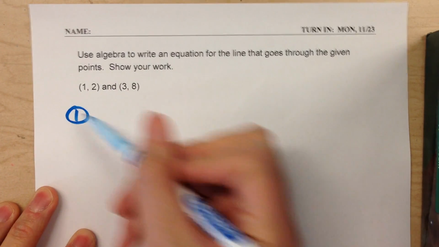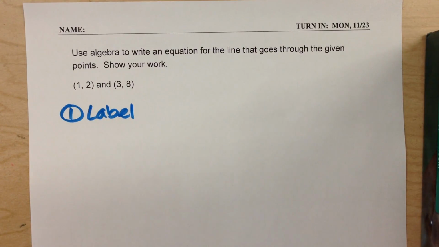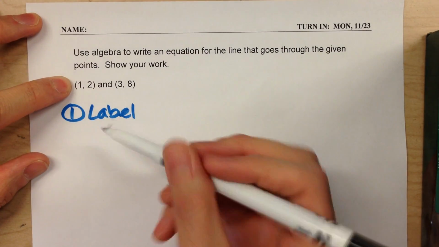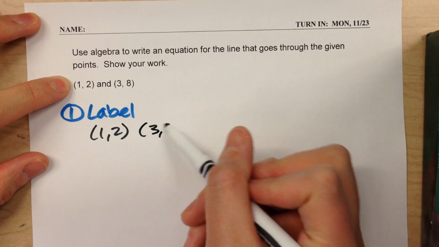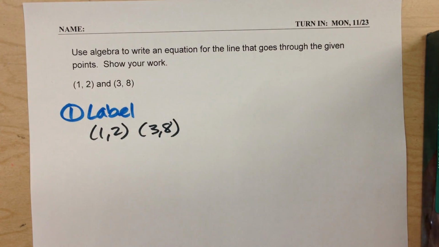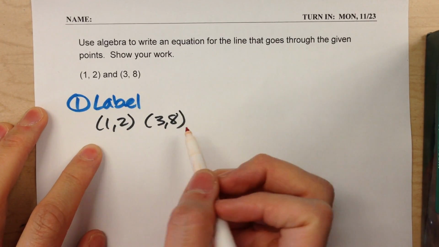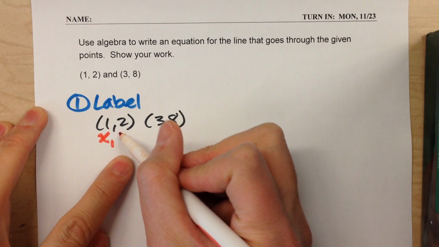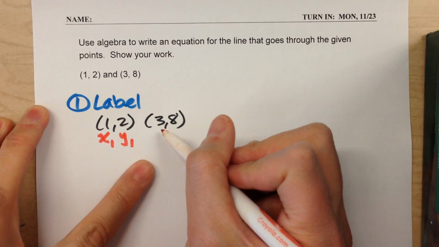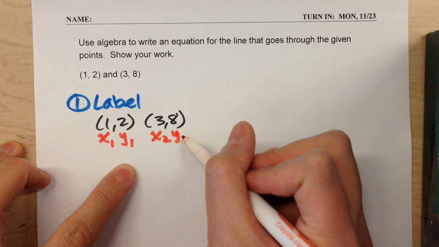Step 1. The first thing I want you to do is label the coordinates. For example, the 2 points we're working with today are (1, 2) and (3, 8). So what I want you to do is label the x and y. Now since there are 2 coordinates, we're going to label this x, x1, and this y, y1. And we're going to label this x, x2, and this y, y2.